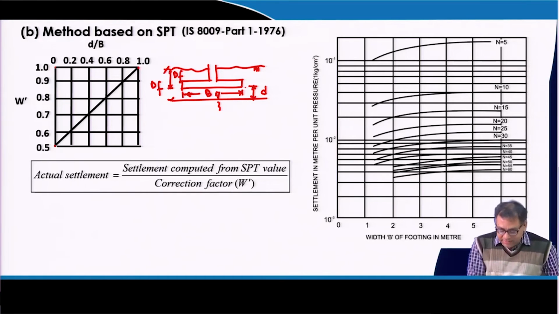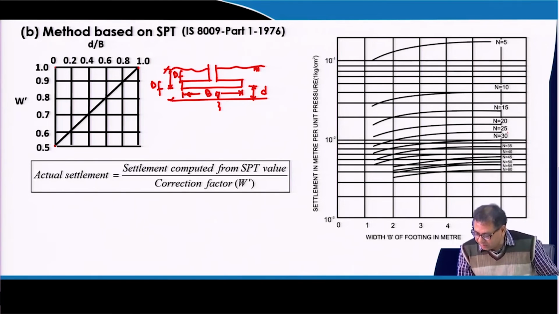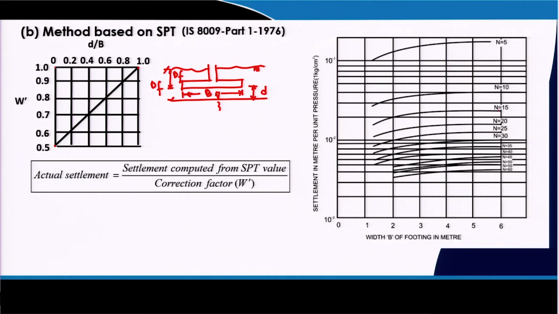And then once you get the corrected N value, how do you calculate the settlement? Here it is mentioned that first you have to calculate the settlement by SPT. Once you get the settlement, then you have to apply the corrections. So first let me explain how I will calculate that settlement, because you have the SPT value and you know the width of the foundation. So corresponding to that N and the width of the foundation, you will get the settlement in meter per unit pressure.